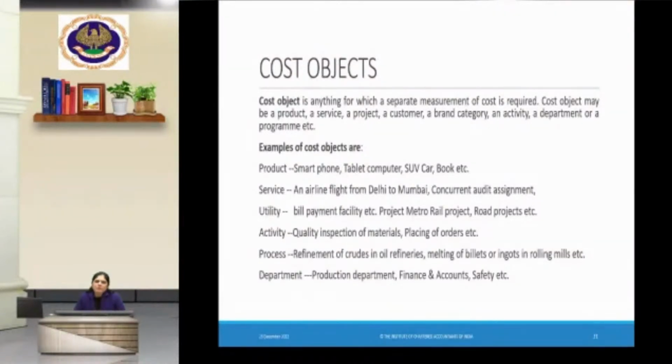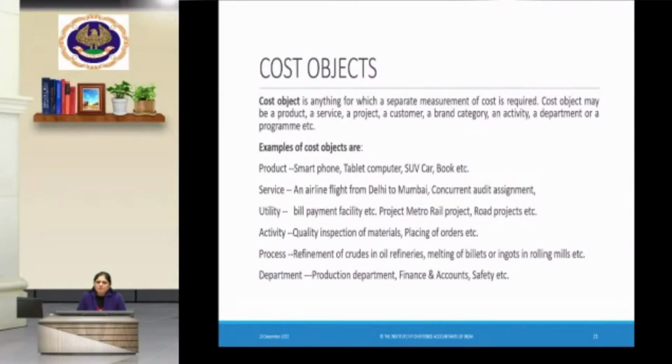The cost object may be a product. So if I want the cost for a product, the cost of a service which I am giving, the cost of a project, the cost of a customer, let us say I take customer based orders. Then I want the cost of a brand or an activity, or the cost of a particular department. So anything for which I want the cost should be my cost object. So cost object could be a product or a service or a job or a contract or a customer or anything for which I want the cost.